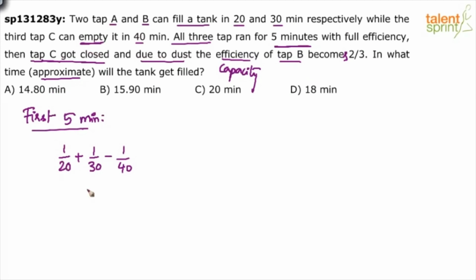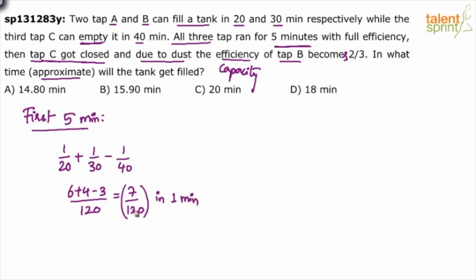Now simplify this, what happens? The LCM is 120. So 6 times, 4 times, minus 3 times. How much do we get? 10 minus 3, 7 by 120. Which means all these 3 taps together can do 7 by 120 of the work in 1 minute.